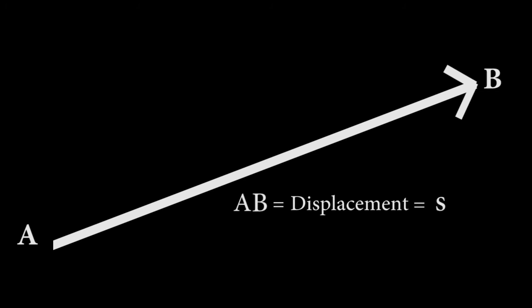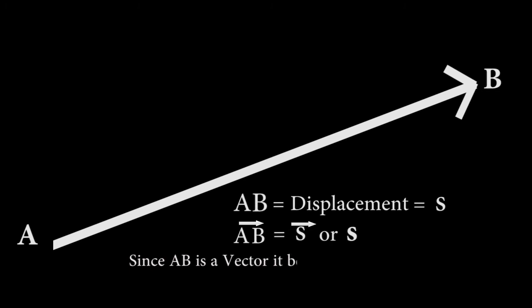Here, AB is the distance between 2 points, which has direction. So, AB equals displacement, and it is represented by S. Further, AB bar equals S bar, or S in boldface. Since AB is a vector, it becomes AB bar and also S bar, or S in boldface.